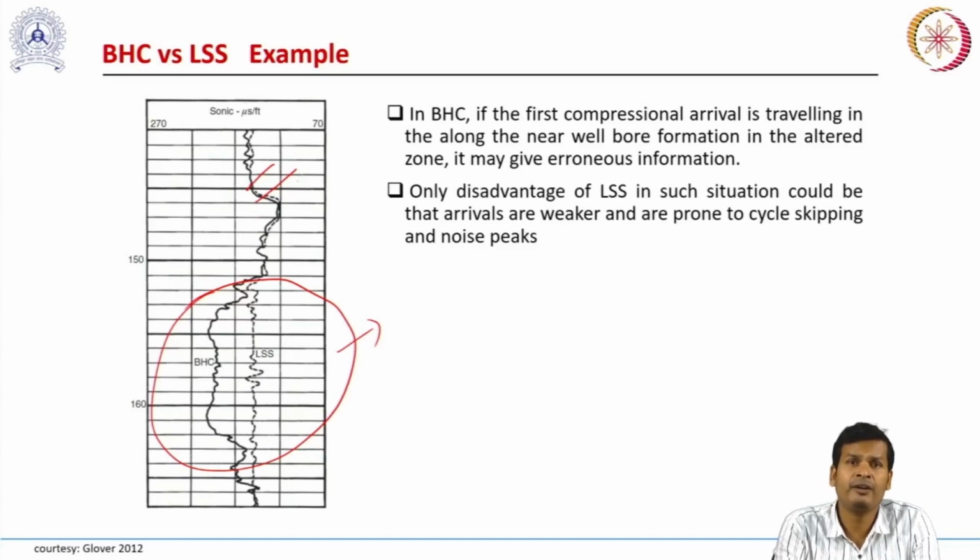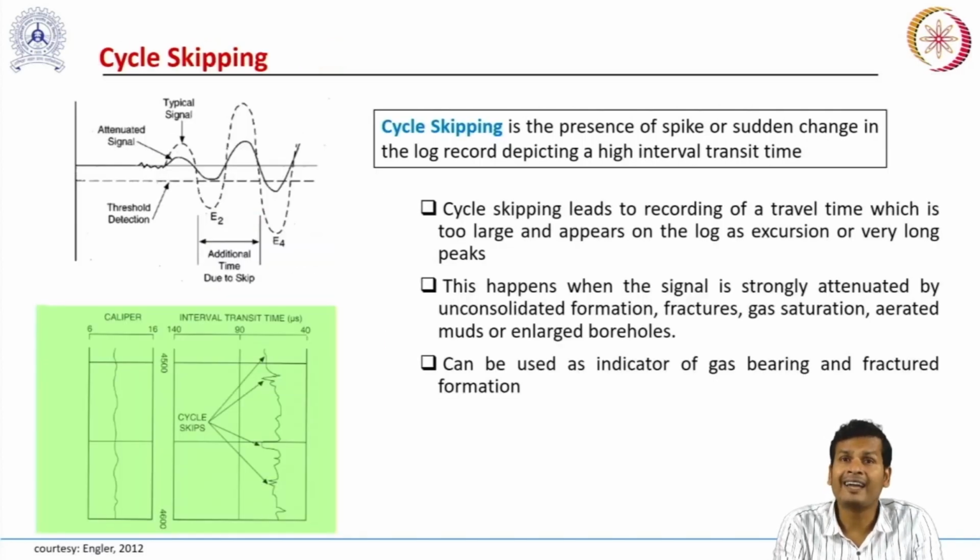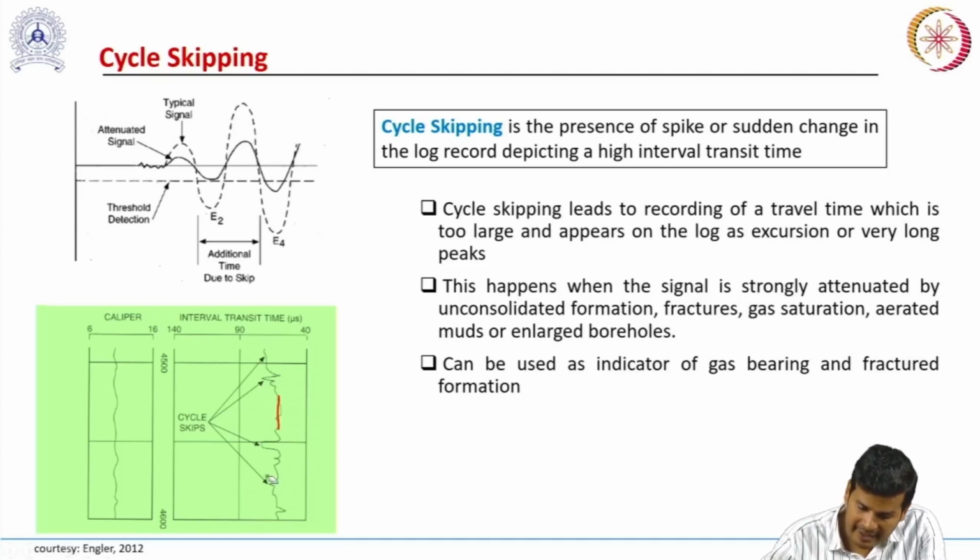Now the only disadvantage of using the LSS or the long space sonic logging tool is that it is prone to cycle skipping and noise. So what is cycle skipping? Cycle skipping is the presence of spikes or sudden changes in the log record depicting a very high interval transit time. That means in this figure, we are taking a record like this, and suddenly we are recording a very high travel time like here. So these are cycle skipping.